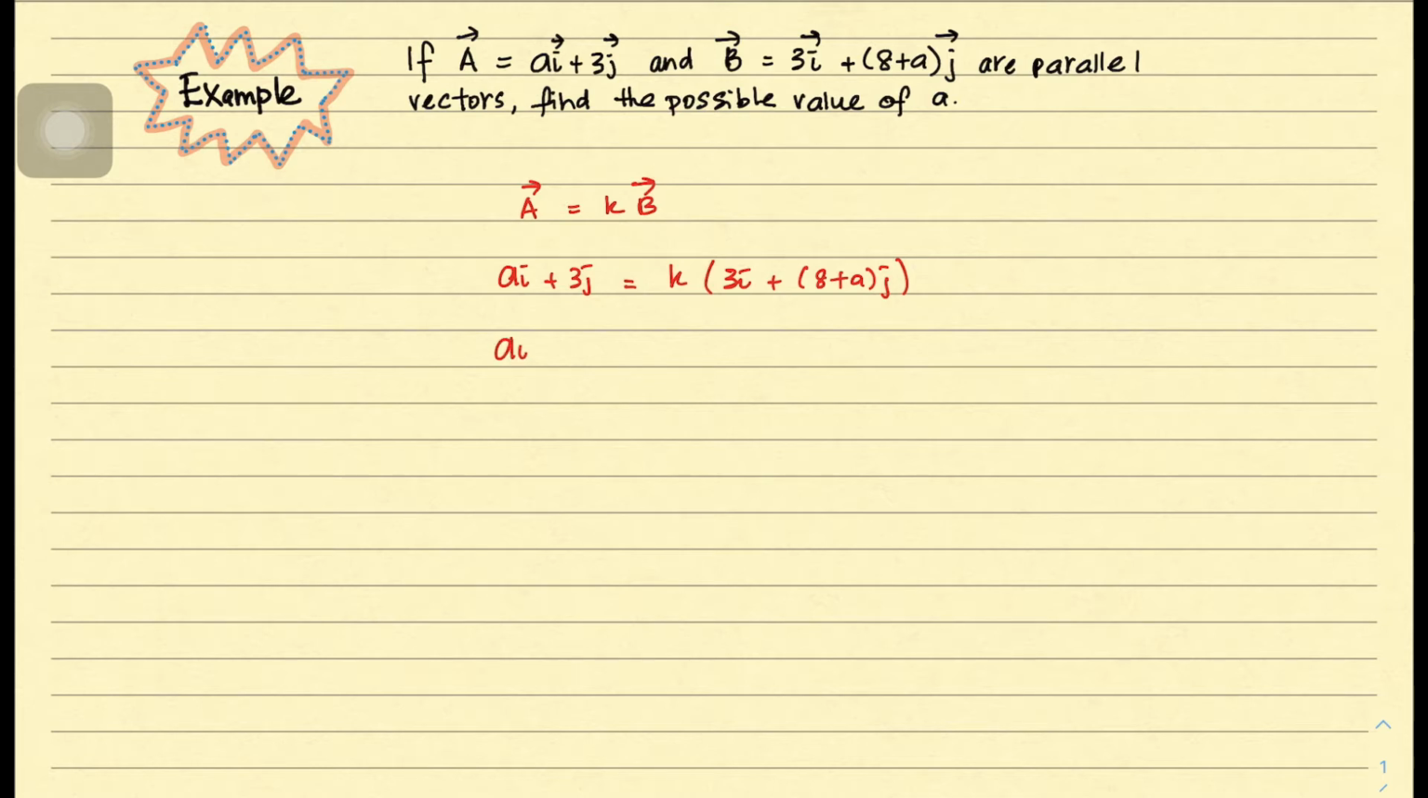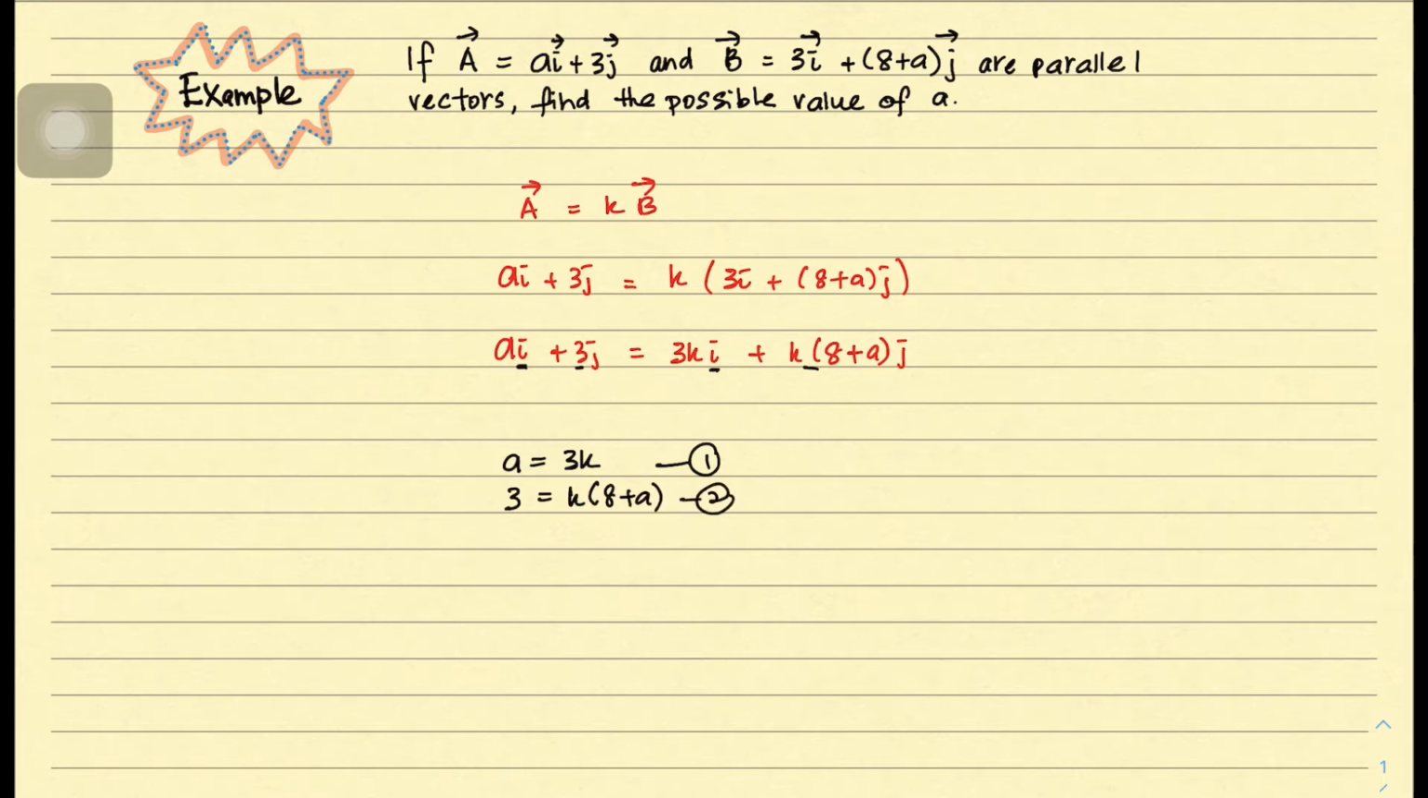Kita akan ada AI plus 3J equal to 3KI plus with K multiply by 8 plus AJ. Okay, and if you remember before, we have learned that if we want to compare left side and right side, kita kena tengok the corresponding vector. So untuk vector I, kita compare dengan vector I. So kita ada A equal to 3K. Ini equation yang pertama. Okay, then kita ada J compare dengan J. So kita ada 3 equal to K multiply by 8 plus A.